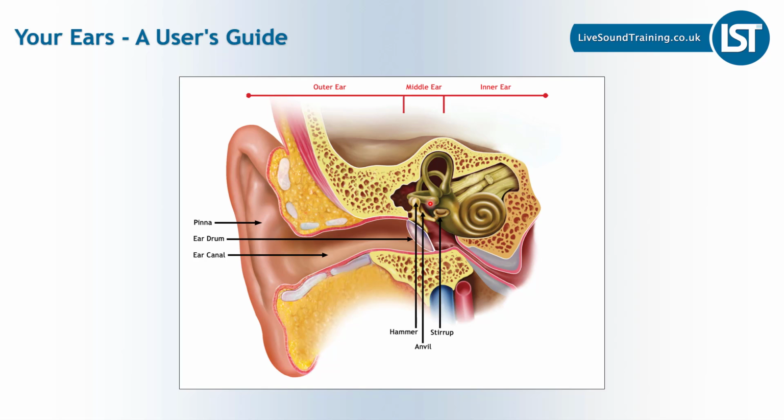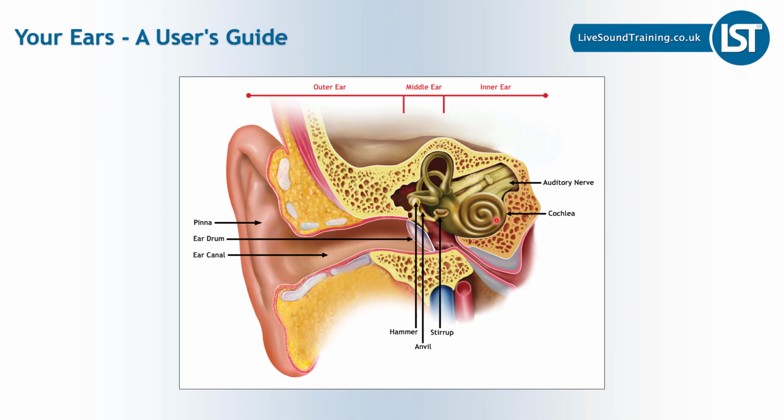The middle ear is an air-filled cavity inside the skull containing three small bones called ossicles. The hammer is connected to the eardrum, which in turn is connected to the anvil and then the stirrup. For those who enjoy obscure facts, I'm sure you'll be pleased to hear that the stirrup is the smallest bone in the human body. These three bones work together to amplify and transmit the vibrations from the eardrum to the inner ear.